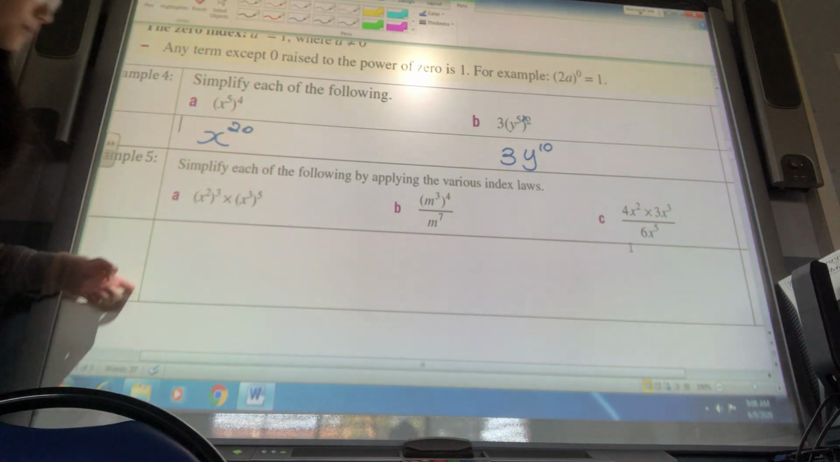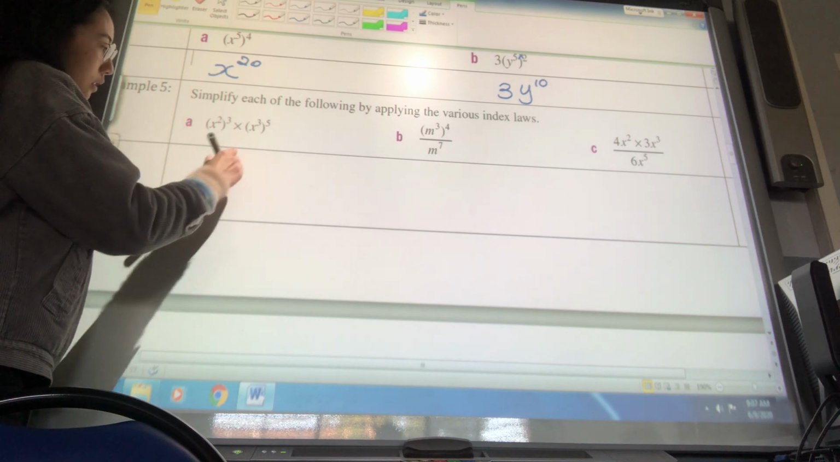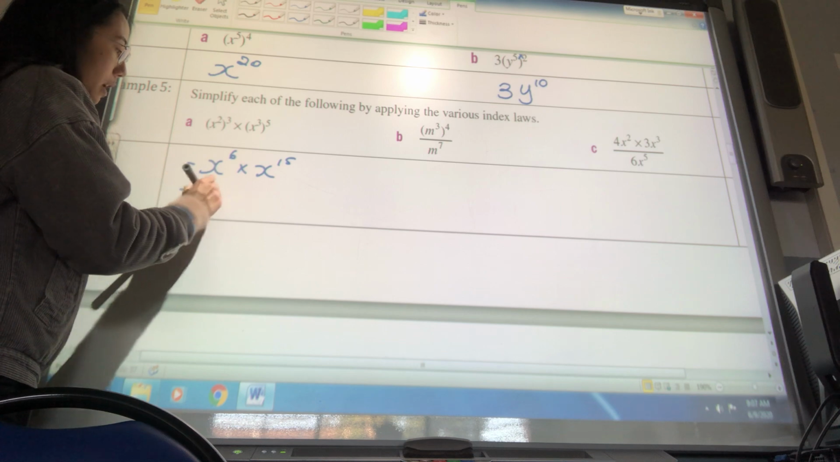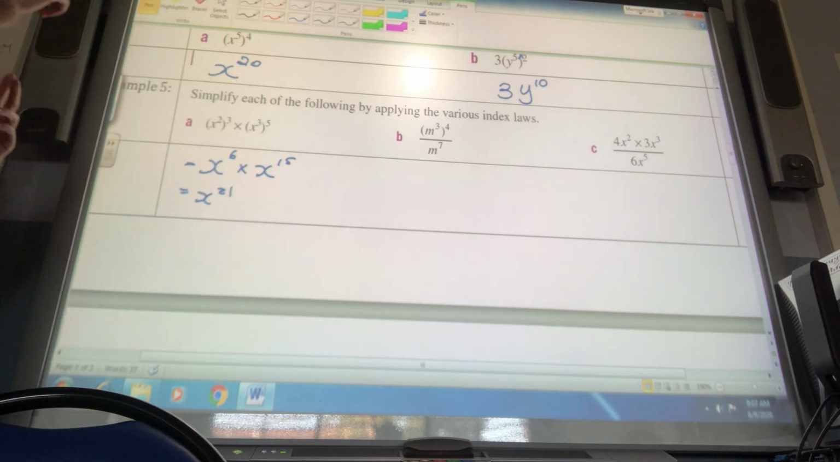So first one, I'll get Ula to do it, please. X to the power 6 times x to the power 15. Yep, x to the power 21. So this is equal to x to the power of 21. So you times the powers together, and then you add the powers together, right?